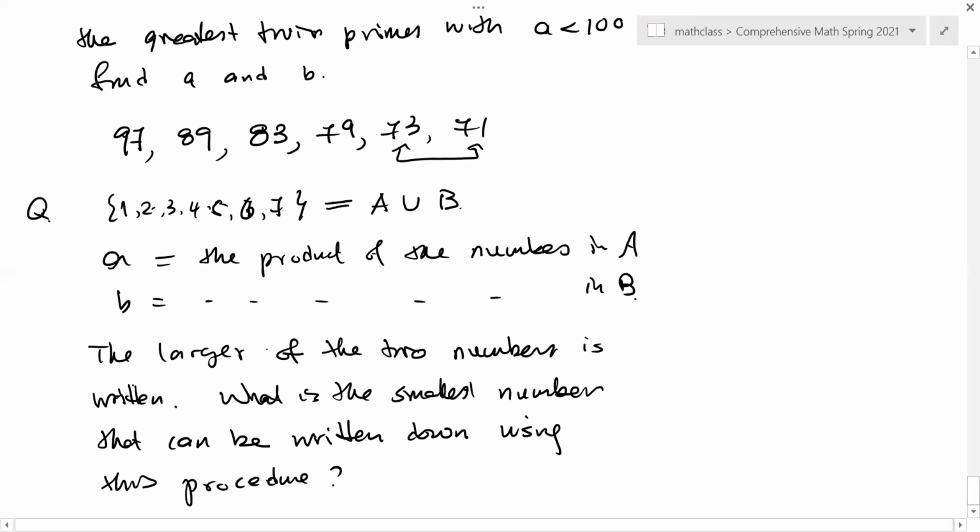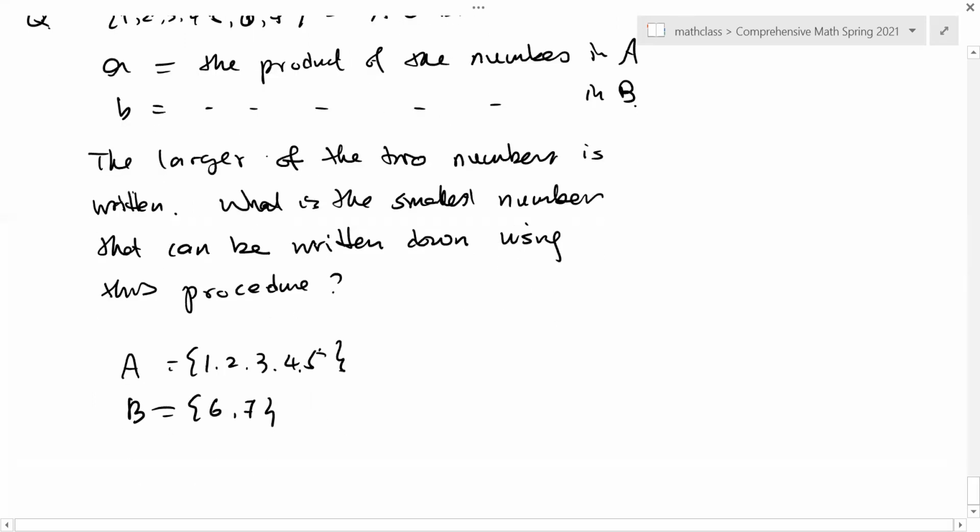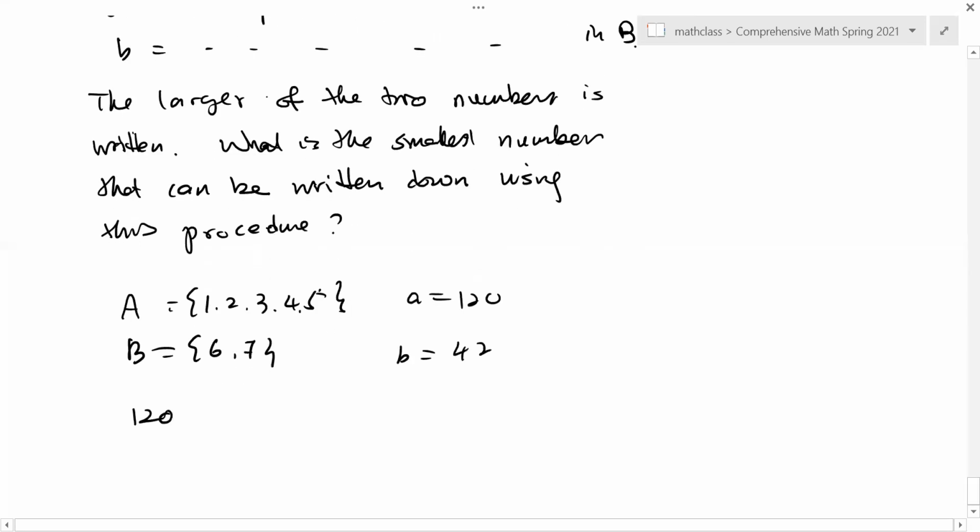All right. So what does that mean? Just take a look at it, right? You can separate them. Okay, A is 1, 2, 3, 4, 5. B can be 6 and 7. Then you multiply this out. In this case, the product of those numbers, 2 times 3 times 4 times 5 is 120, and B is 42. So you write down 120 as the number.